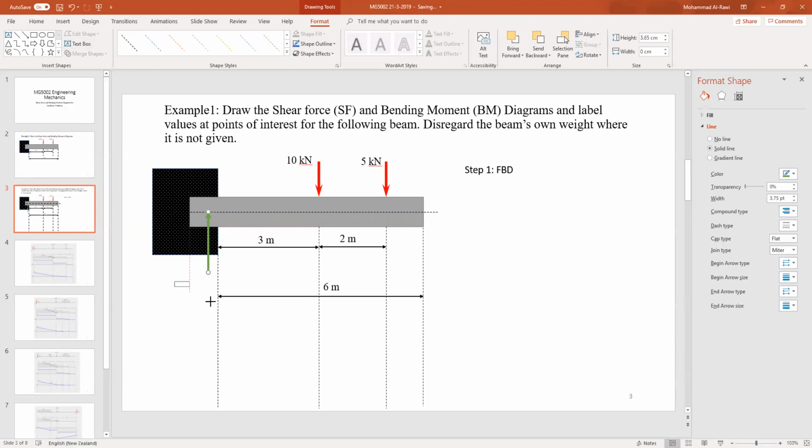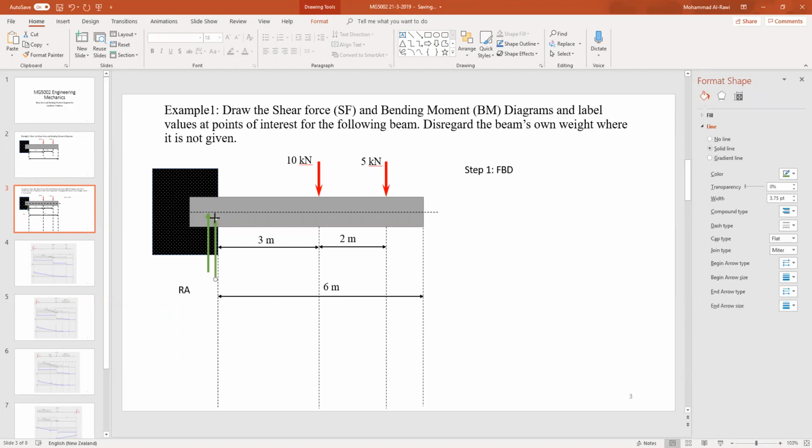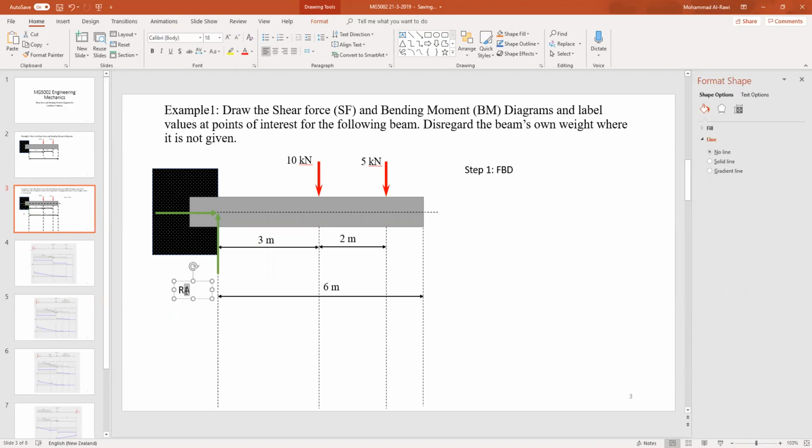Let's call this one RA, support reactions at A. And also we have support reactions for cantilevers acting in that direction. Well, let's call it differently actually: RY for this one, and the other one we call RX. Because we have components in the X and Y directions, we can call each one of them a different component, RX and RY.